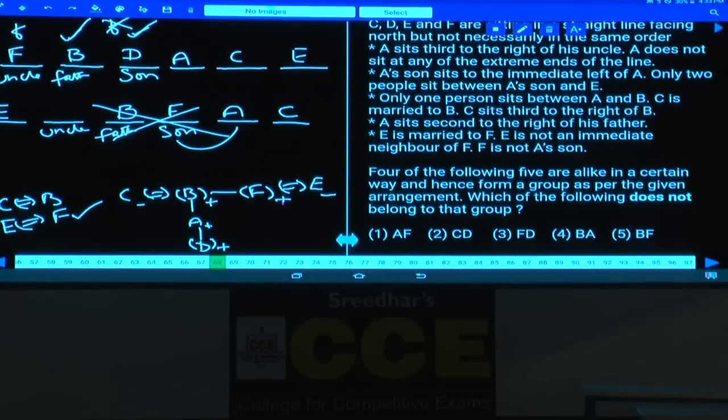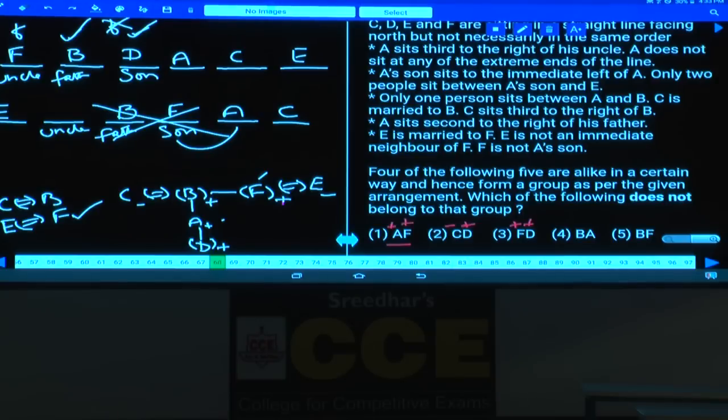Now question number 68. 4 of the following 5 is nothing but an odd man out. Now in choice 1, A and F. Tell me the genders of these 2 persons, A and F. A is a male, F is a male. And choice 2, C and D. C is a female, D is a male. Next one, choice 3, D and F. D is male, F is again a male.